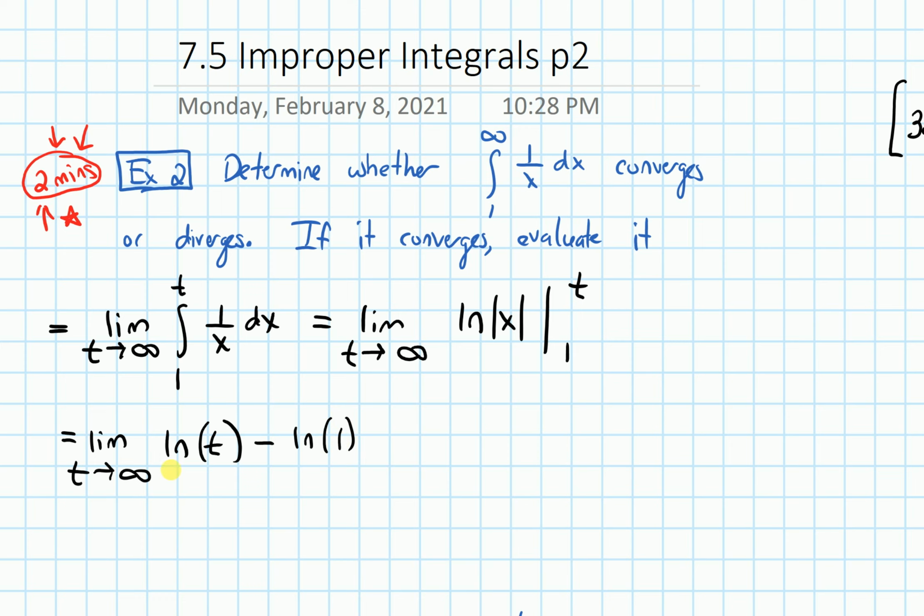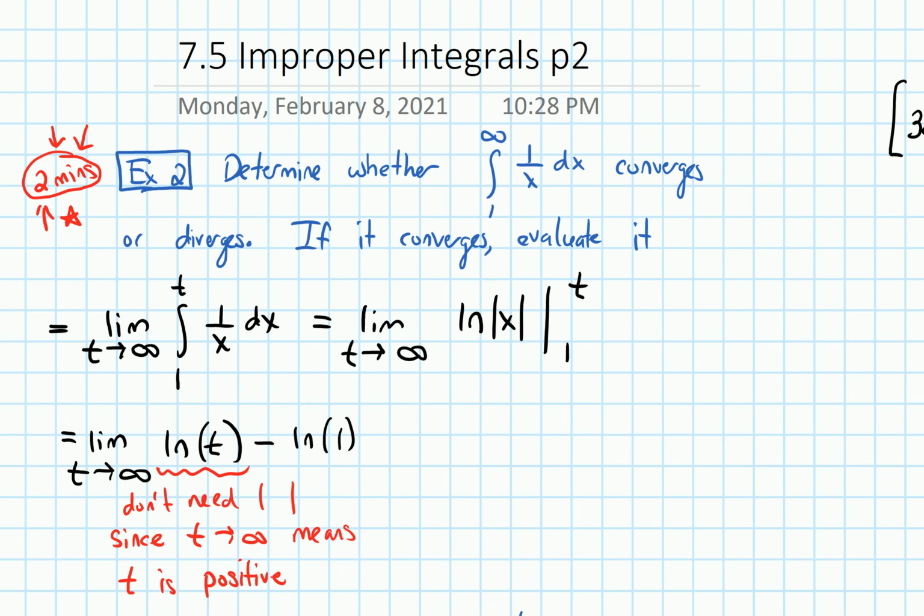With this first expression, we don't need absolute value since t is approaching infinity, which means that t is positive.